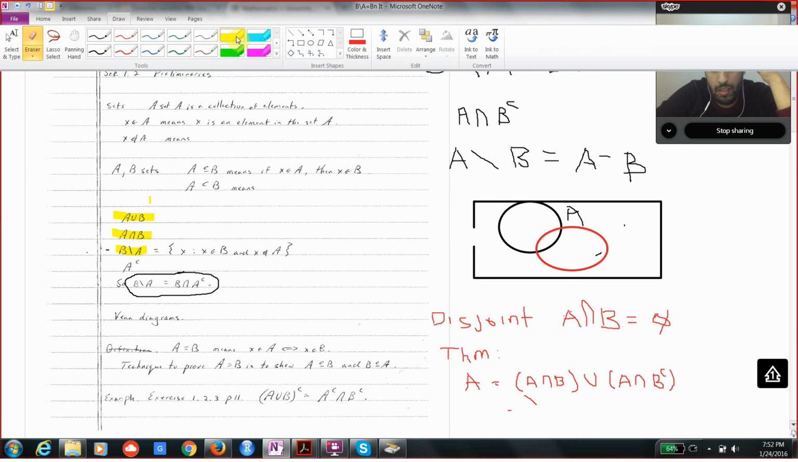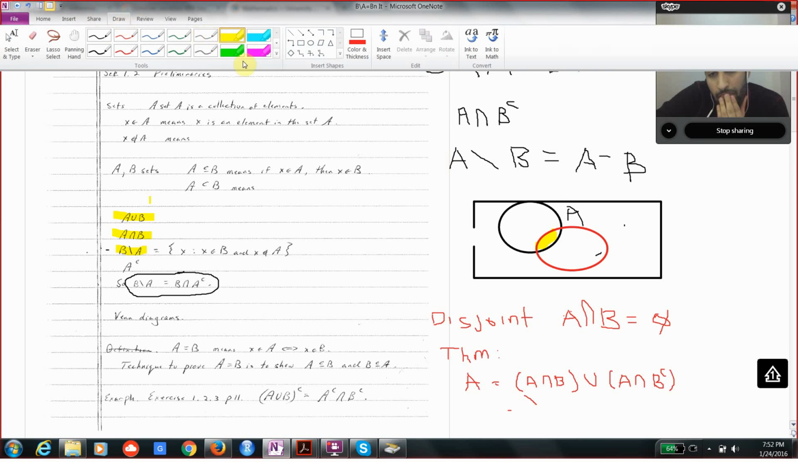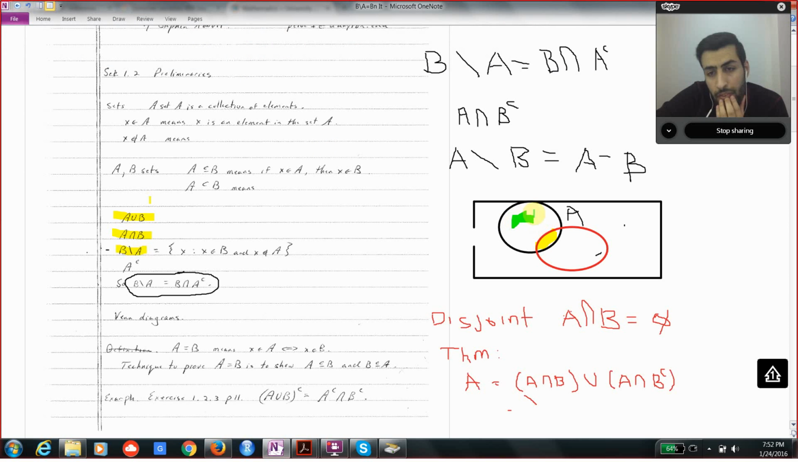So I'm going to draw in A intersection B. That's this, right? And now I'm going to draw in A intersection B complement. And that's this. So the green is all the people in A, but not in B, right?